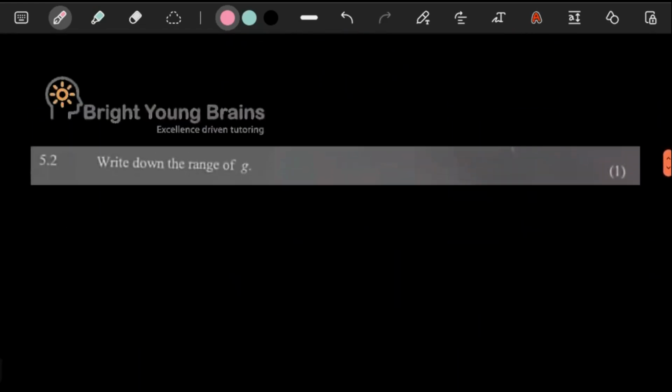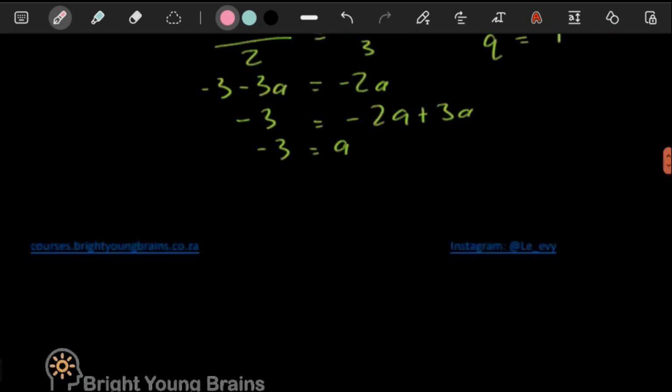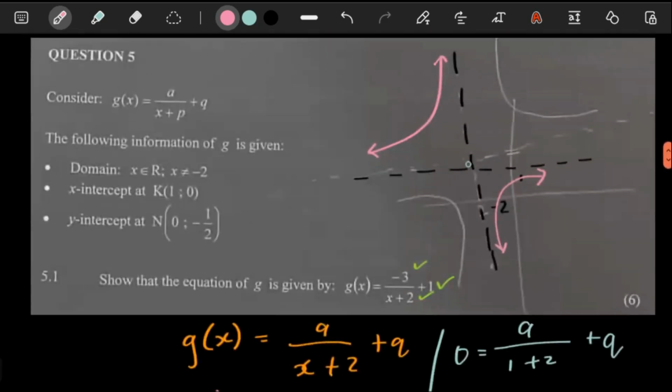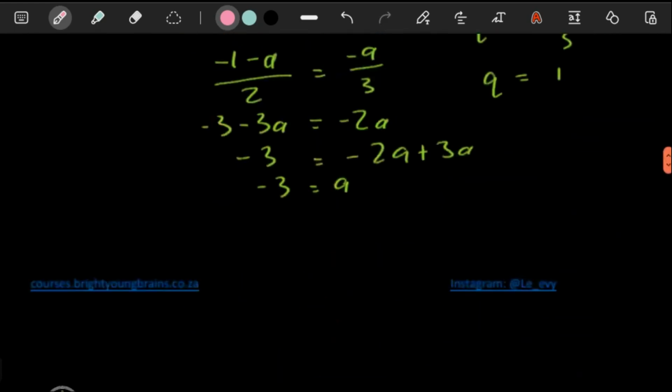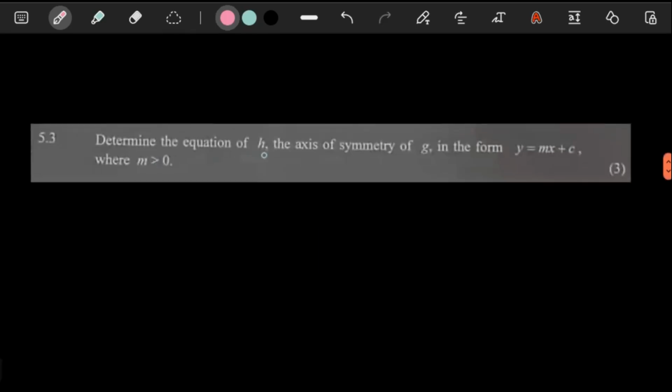Maybe they might ask us to sketch it, but I don't think so. It says, write down the range of the graph. So the range is, you see, this graph can go all the way up, it can go all the way down, but it cannot touch +1. So the range here, you're going to say y is an element of R, but y cannot be equal to 1.